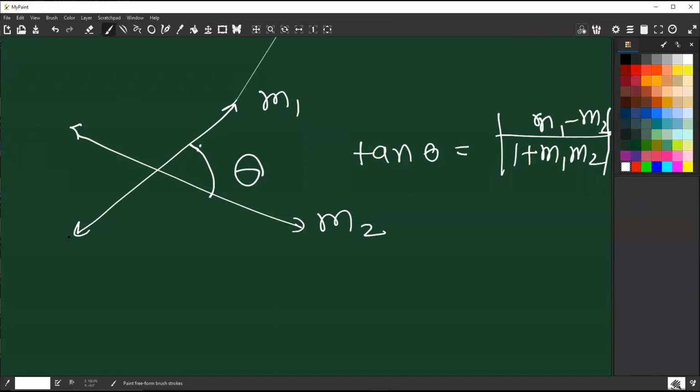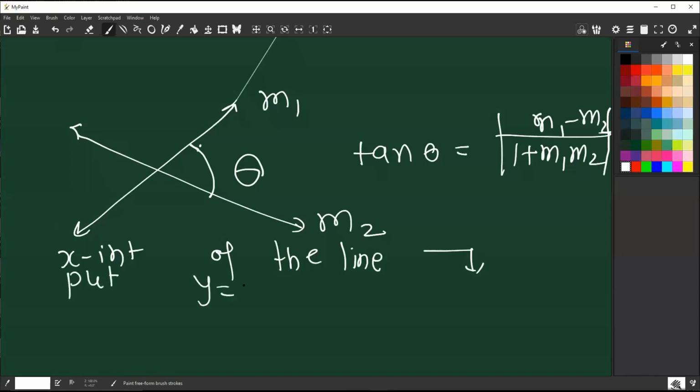Now the second point is, who will tell me how do you find the x-intercept of the line? What do you do? Correct. Very, very good. You are prepared well. Put y is equal to 0 in the equation of the line. And for the y-intercept, you will put x is equal to 0 in the equation of the line.